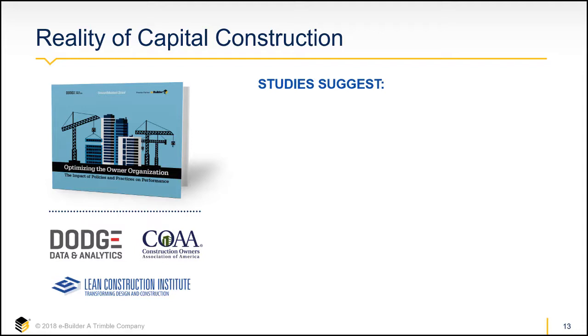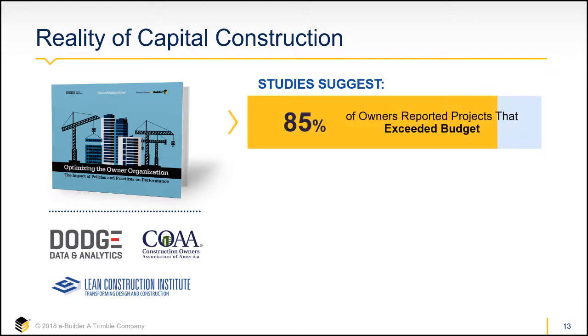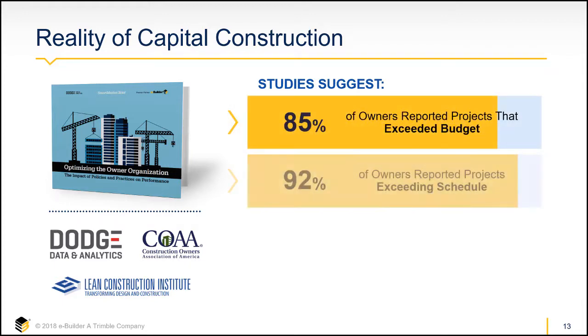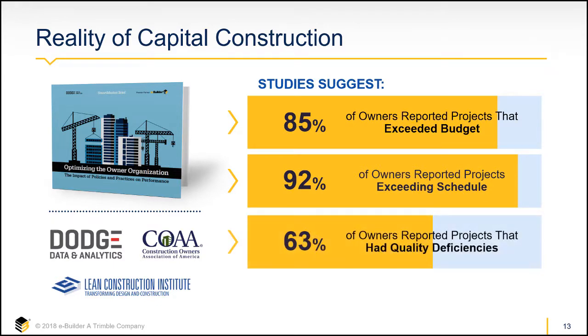From a report published by Dodge Data and Analytics in conjunction with the Construction Owners Association of America and the Lean Construction Institute, it was determined that of the owners surveyed, 85% had projects that exceeded budgets, 92% had projects exceeding schedule, and 63% had projects that had quality deficiencies.